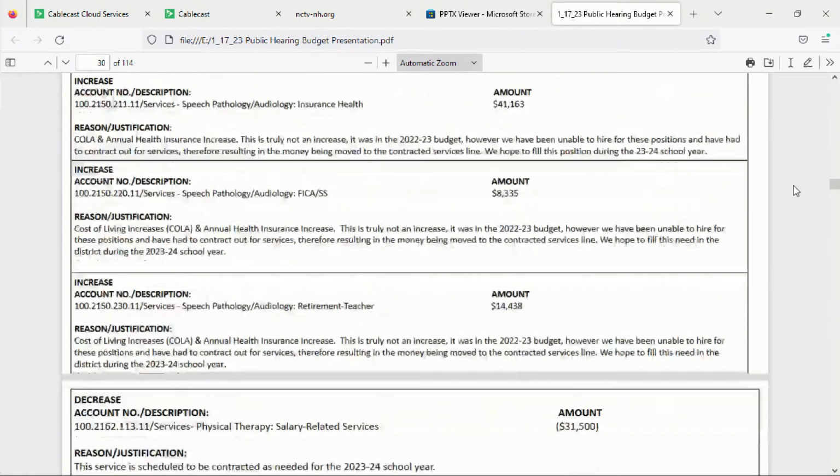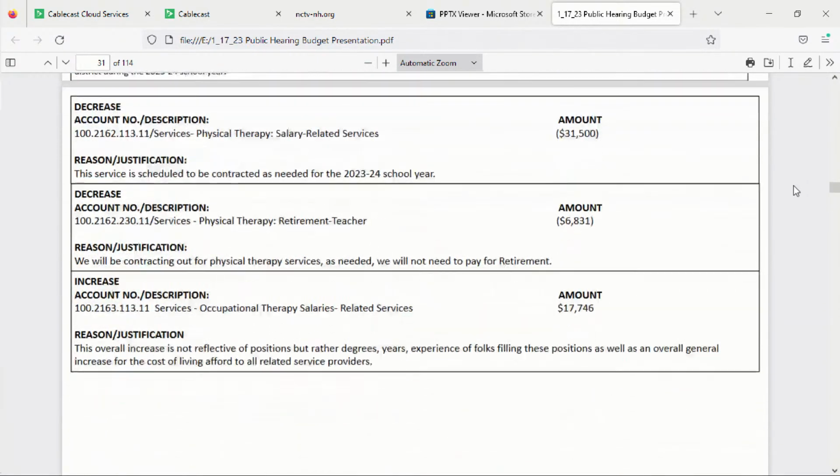Physical therapy. Physical therapy is a decrease because we're looking to contract out. The amount of physical therapy we need is not necessarily significant. So we're looking to contract that out for following years. And it's a very difficult, tricky position, and has been for some time, for us to hire somebody. And so that is why that's looking to decrease.